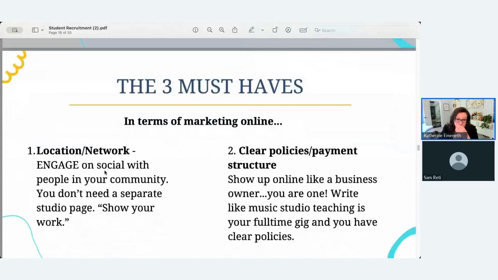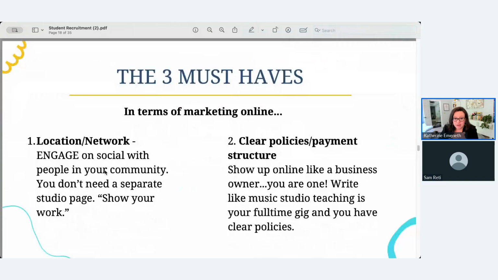So this next thing is just a little bit about marketing online. So how you do these things online. For your location and network, you have to engage on social with people in your community. And in terms of this, community can be local or it can be broad. It can be everyone. You don't need to have a separate studio Facebook page. You can just use your personal bio or your personal profile if that is the thing that you're okay with.